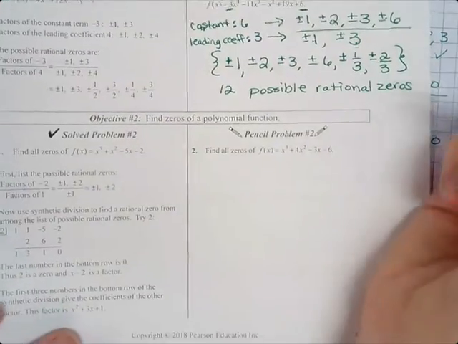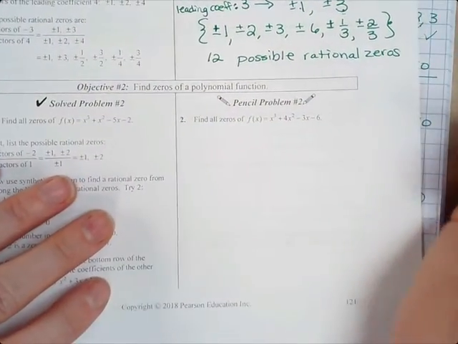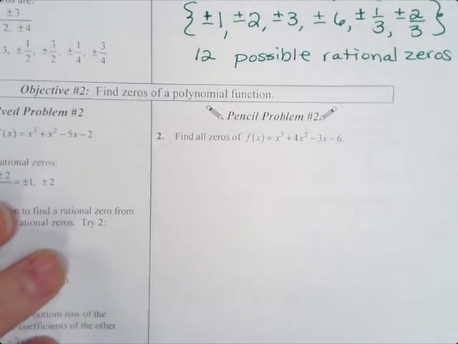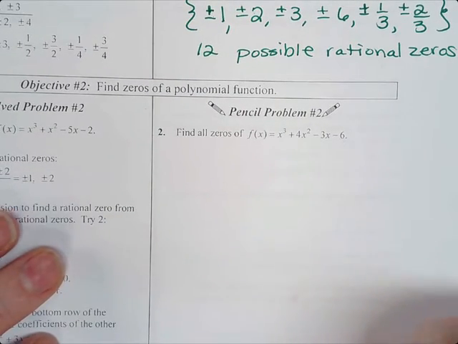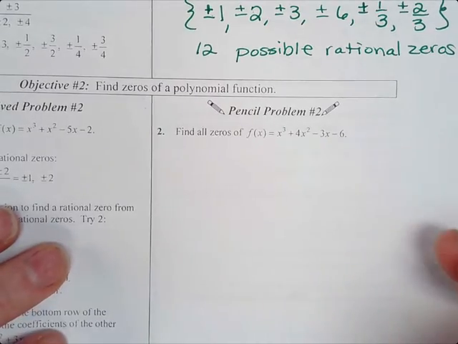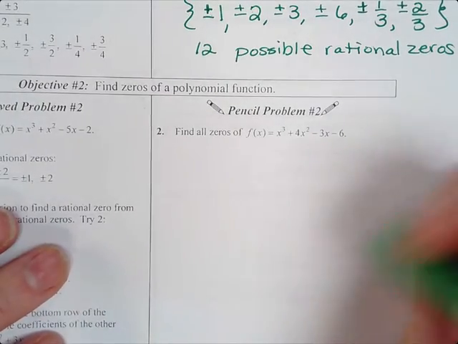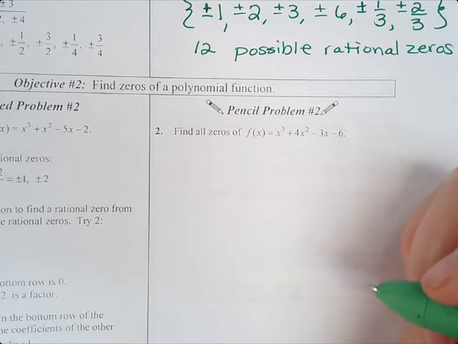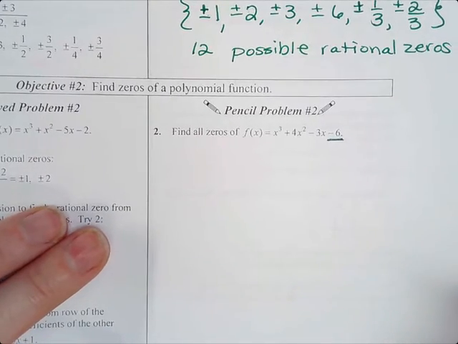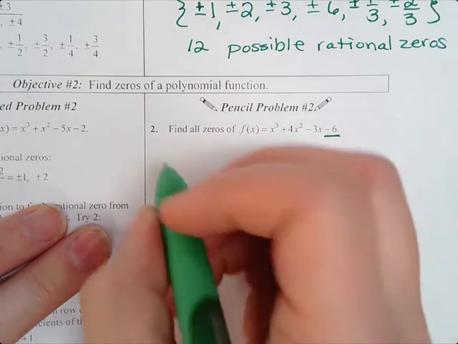Okay, let's look at this problem. f of x equals x cubed plus 4x squared minus 3x minus 6. So we need to find out all the possible zeros so we can start trying them. So we're not going to use the calculator to begin with. We're just going to go ahead and try it out. So we would do the constant term, the factors of -6.